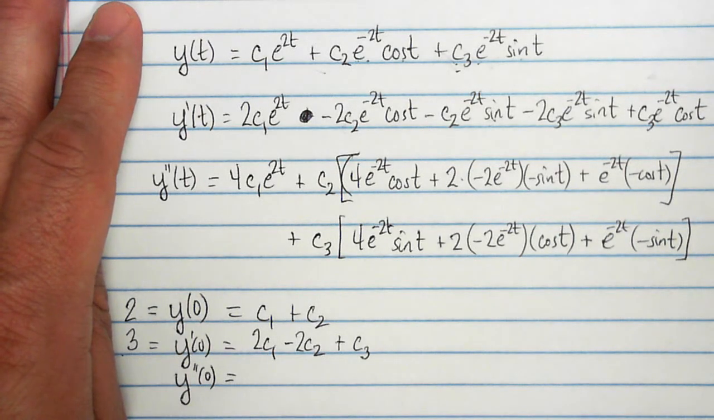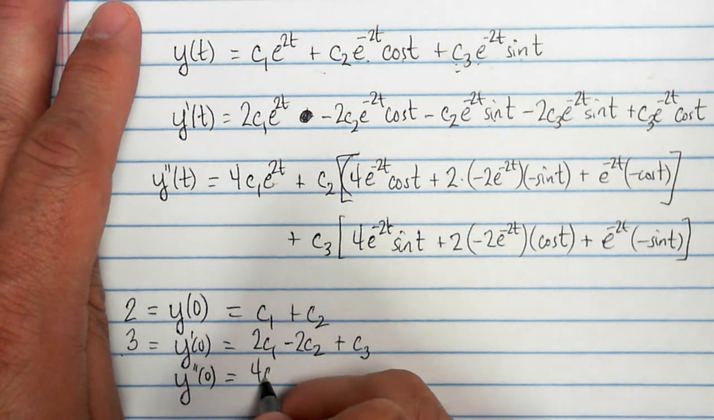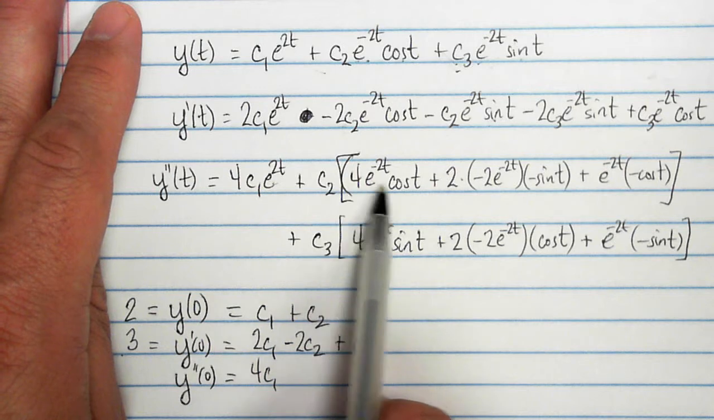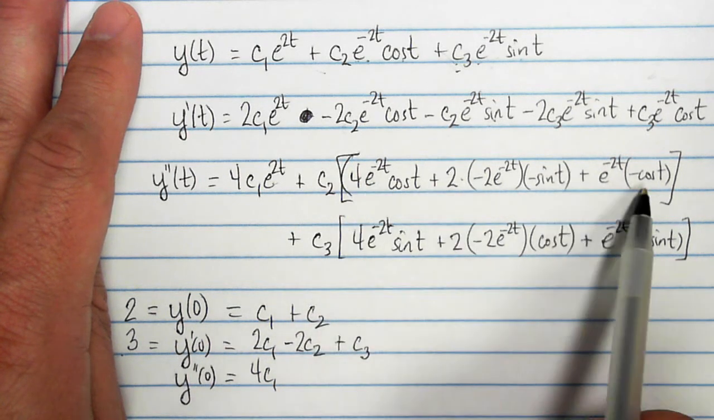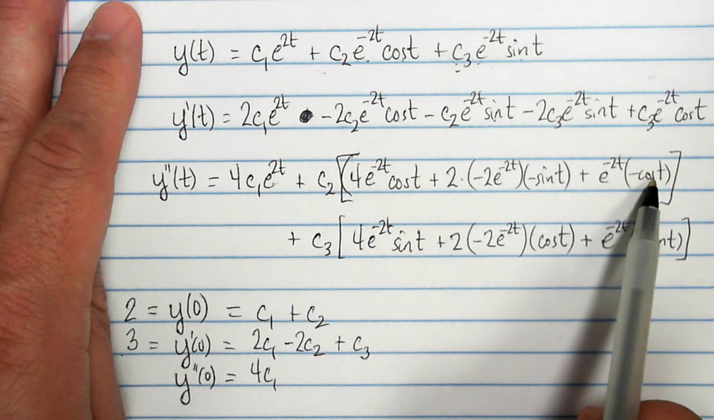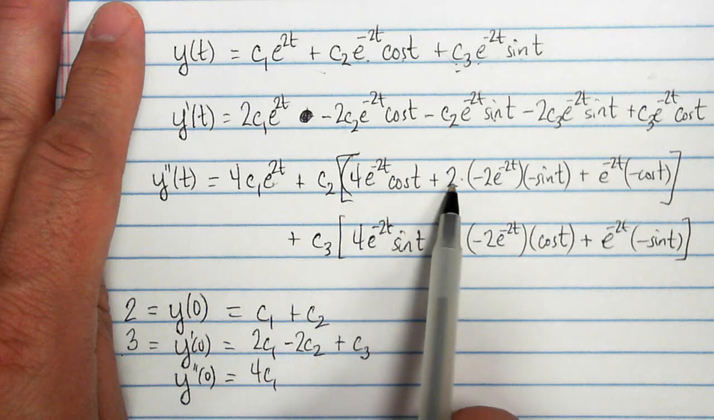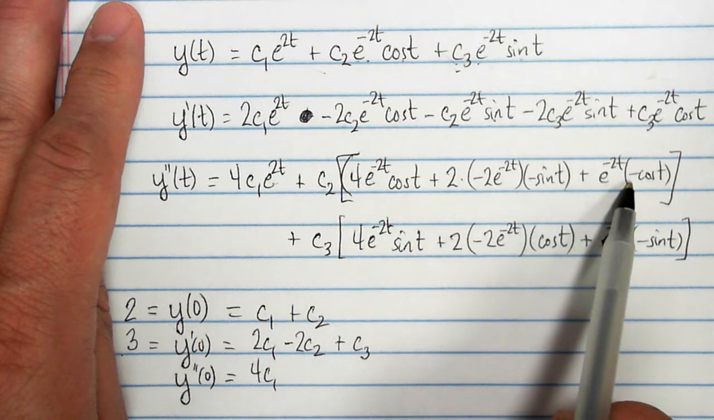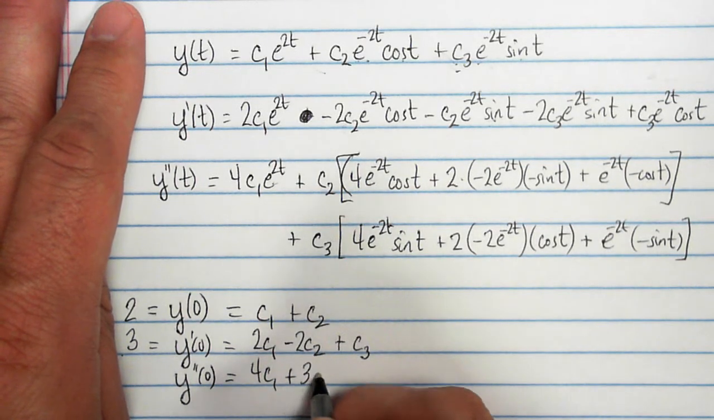Okay, lastly, we have the second derivative. Plug in 0 into here, I get 4C1. Plug in 0 into this, I have a 4C2. I have a 4 here, and also I'm going to get a minus 1 here, and a 0 here. So 4 times 1 times 1, here I'm going to get 2 times 0, and here I'm going to get 1 times negative 1. So the net effect is when I plug in 0 into this, I'm going to get 3.